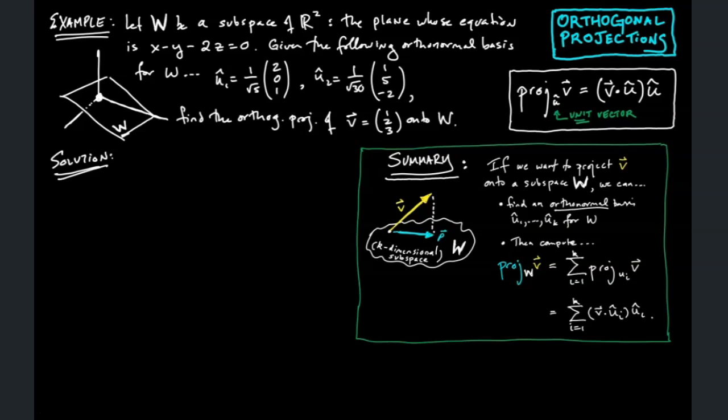But that's to come. For now, we're just assuming you've been handed an orthonormal basis. And indeed, you have been handed one. So let's find the orthogonal projection of this vector, 1, 2, 3, which, who knows, maybe looks something like that, onto the plane. How are we going to do it?